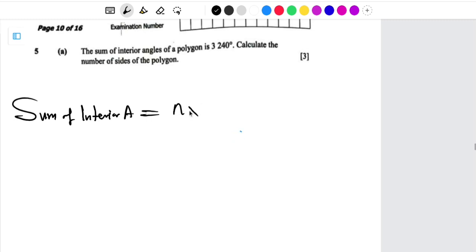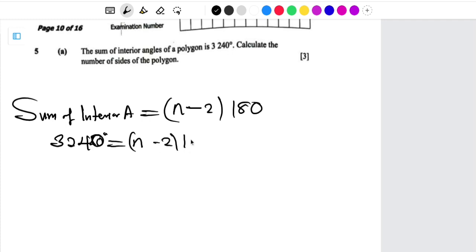So it is n minus 2, then multiplied by 180. So we have been given the sum of interior angles, which is 3,240 degrees. Then we're looking for the value of n. Okay. So what I'm going to do here, I'm going to divide by 180 throughout.